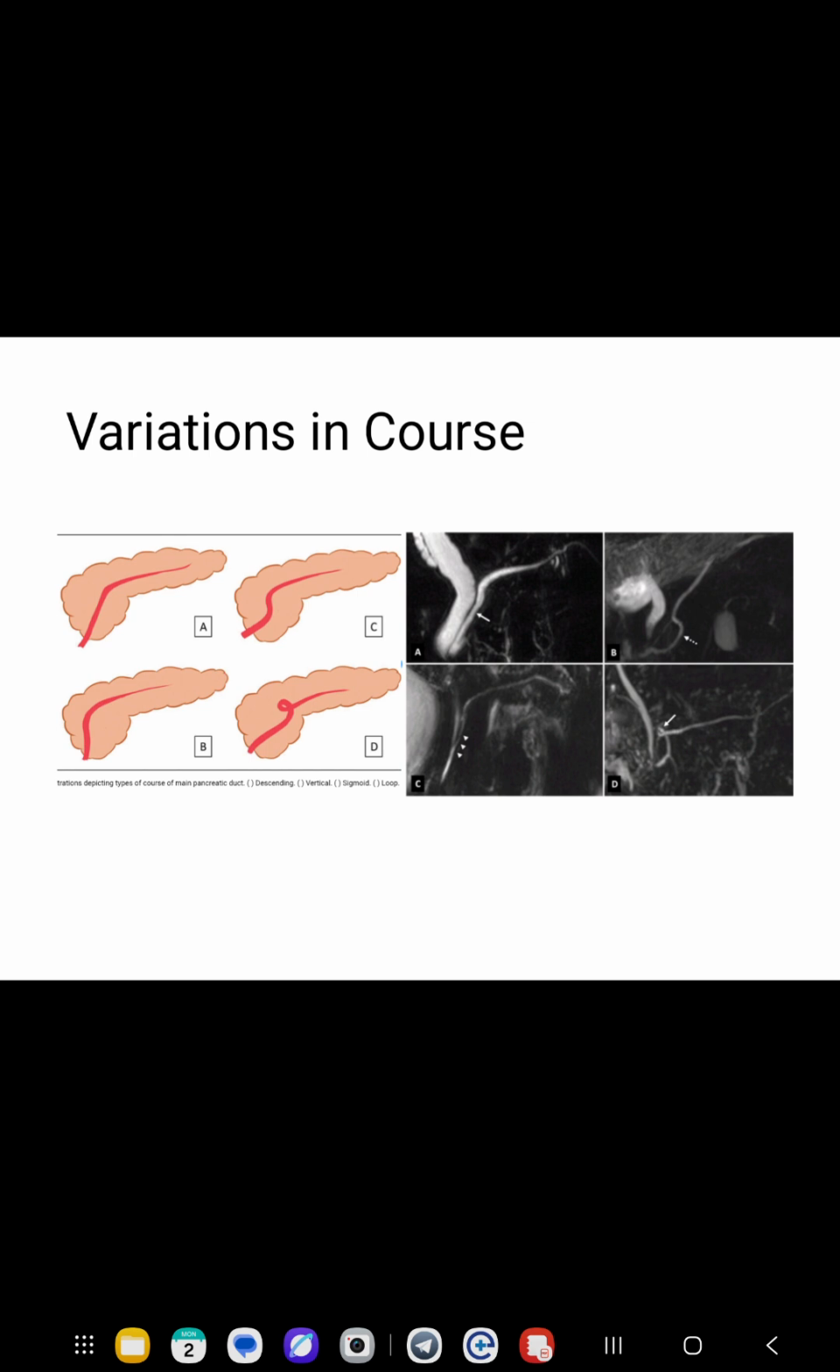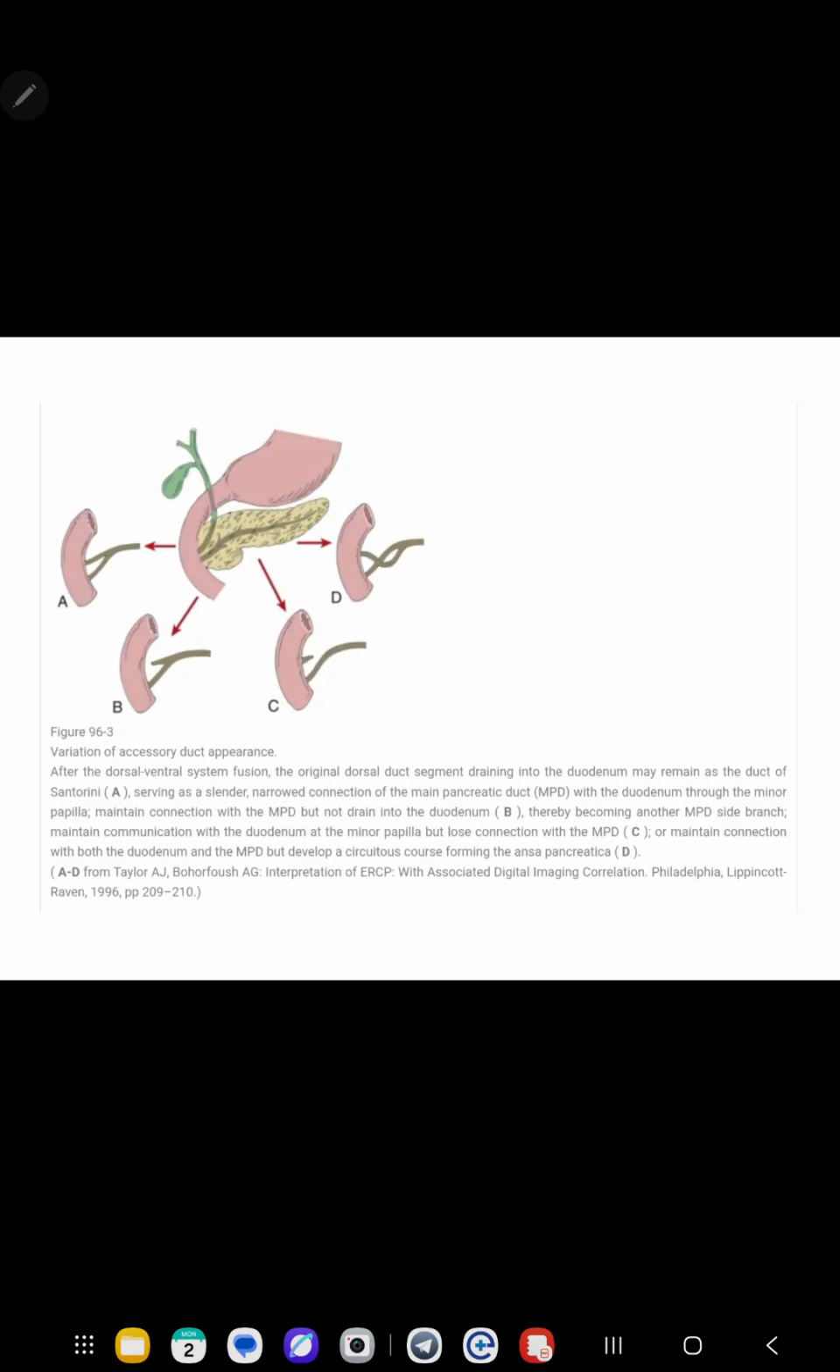The variations in course are regarding the main pancreatic duct. It can travel descending, it can travel vertical, or it can have a sigmoid curve, it can loop. Then there are variations in the accessory duct, which is a slender, narrow connection of the main pancreatic duct with the duodenum at the minor papilla. Anatomically the connection can be there, but functionally it may not be draining into the duodenum.